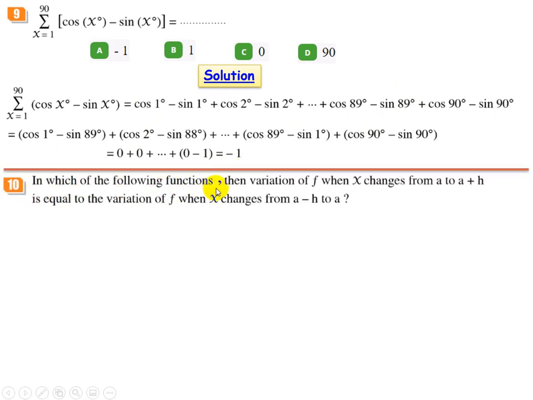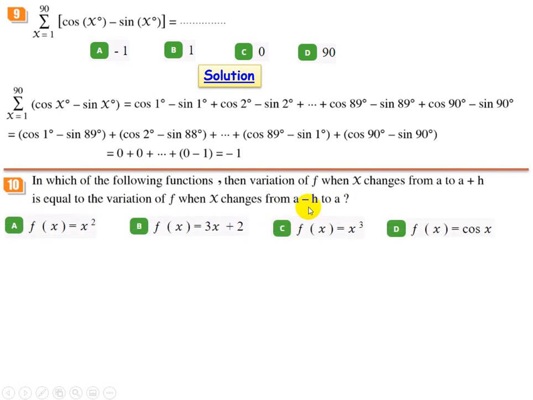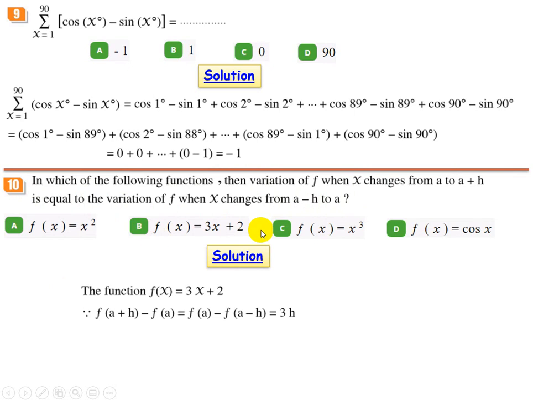In which of the following functions is the variation of f when x changes from a to a plus h equal to the variation of f when x changes from a minus h to a? This question we can also answer by trials. I tried the function f of x equals 3x plus 2: f of a plus h minus f of a equals f of a minus f of a minus h. It will be 3h.